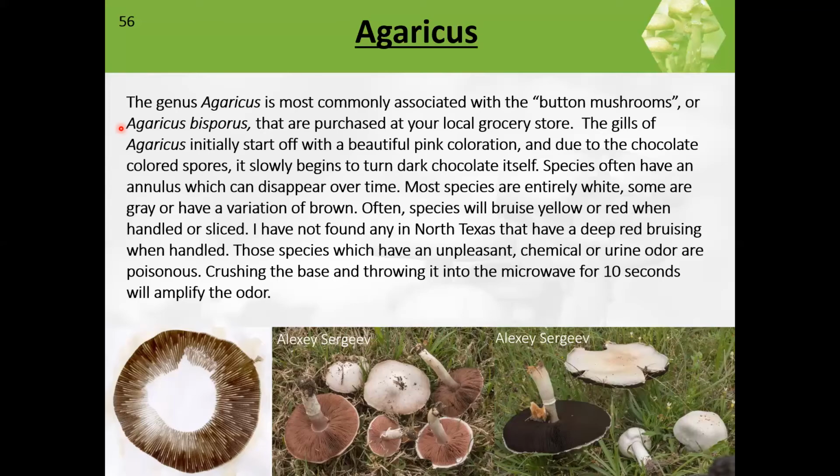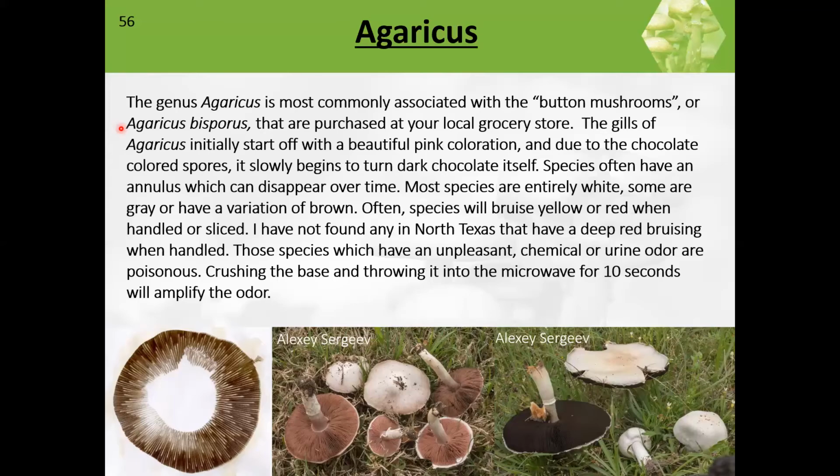So a good little trick to check for if you don't really smell things that well is to crush the base and throw it in the microwave for like 10 to 15 seconds, and that'll amplify the smell, right? But you want to make sure it doesn't smell like pee first before you throw it in your microwave and amplify that smell, because it'd probably be difficult to get that out.